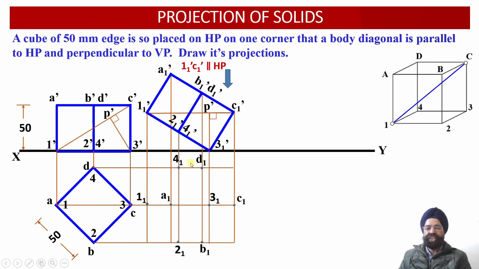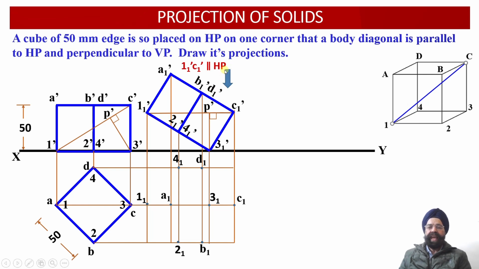Now which are the edges which we are going to join over here? We are going to join 1-1, 2-1, 3-1, 4-1 and 1-1. We are also going to join A1, B1, C1, D1 and A1. And we are also going to join A1, 1-1, 2-1, B1, 3-1, C1 and D1, 4-1. But which one of these edges will be drawn using object line? Which one of these edges will be drawn using the hidden line?